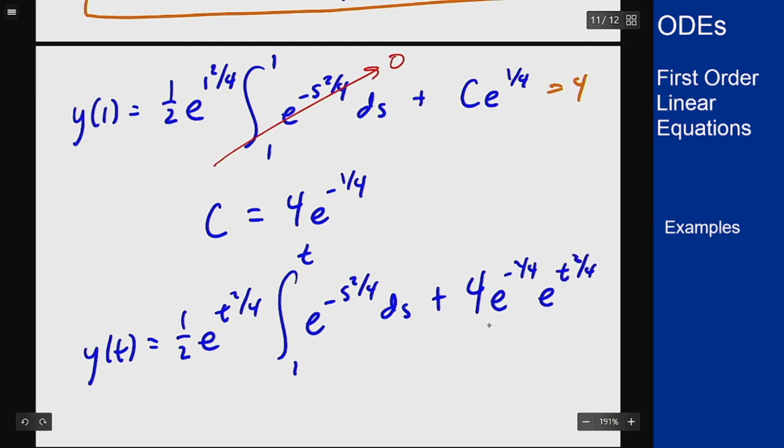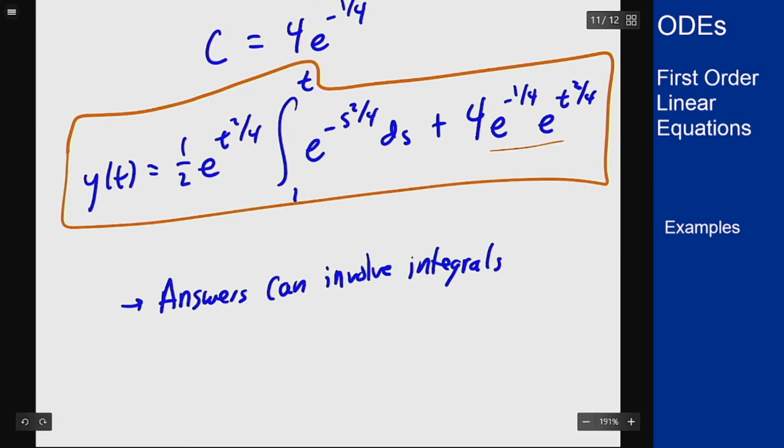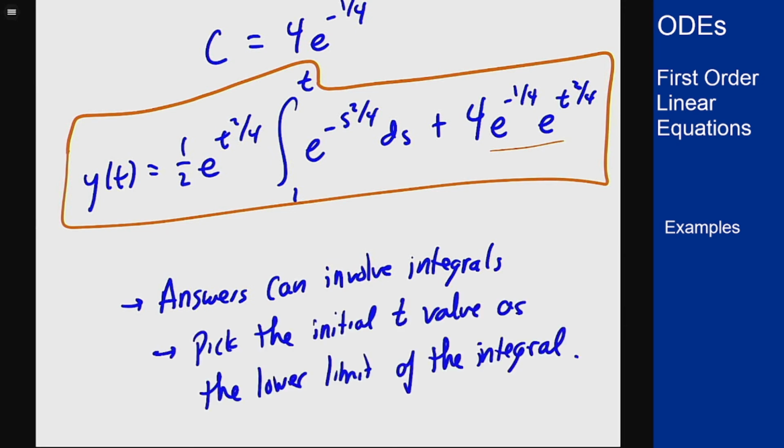And you could combine these if you want to, but you don't have to, as that works for an answer to this problem. The key point here is answers can involve integrals. You should try to avoid it when possible, but there are times when you will not be able to solve the integral and you have to leave the answer like that. And to do that and make it look nicer, you want to pick the initial condition value for t as the lower limit of this integral. So there's an example of how these work out even when you can't evaluate all the integrals in the problem.